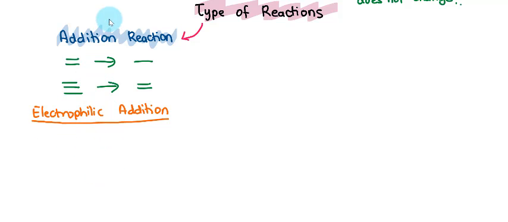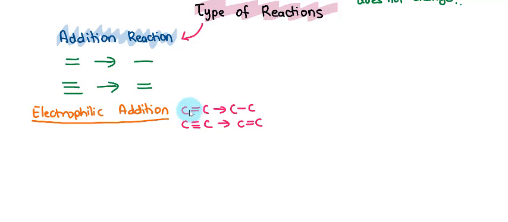Basically, the electrophilic addition reaction involves a carbon-carbon double bond. We will convert it into a carbon-carbon single bond, or a carbon-carbon triple bond will become a carbon-carbon double bond. So if you have a reactant that involves these two classes of compound, and it changes into a carbon-carbon single bond or carbon-carbon double bond, that means the reaction is an electrophilic addition reaction.